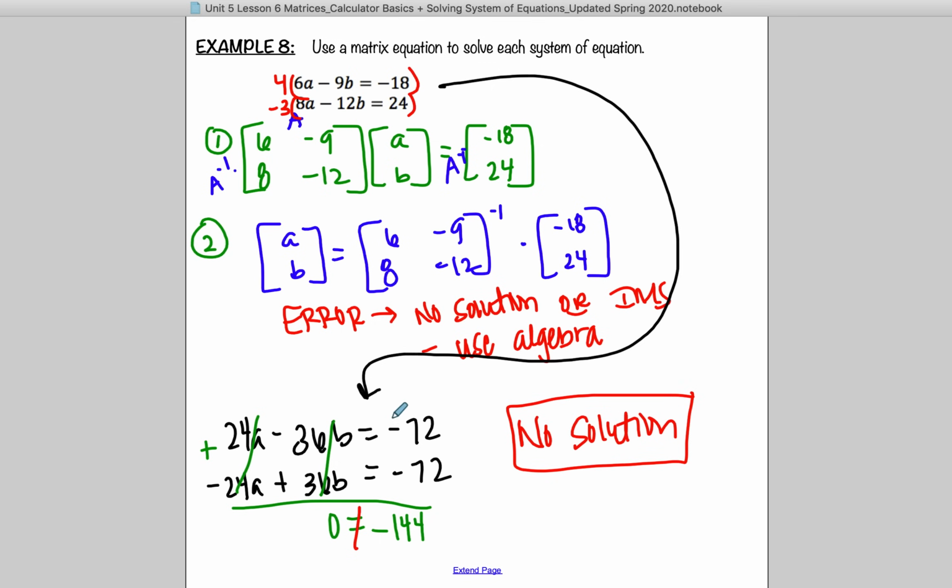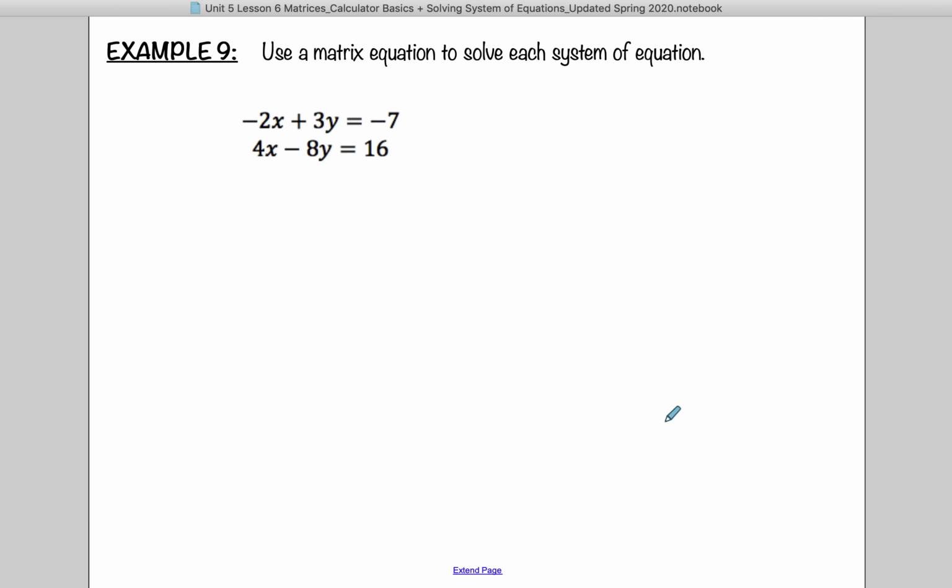If you would have gotten 0 equals 0, that's always true, so that's infinitely many solutions. So if you get an error on your calculator because your inverse doesn't exist, you need to go ahead and use algebra to check if it's a no solution or an infinitely many solutions. Okay. Let's give one more a try, and then I think we'll be good from there.